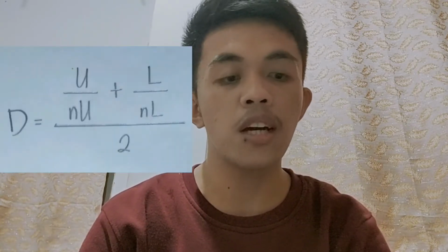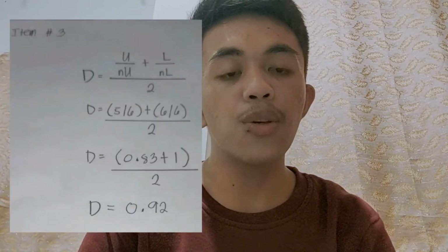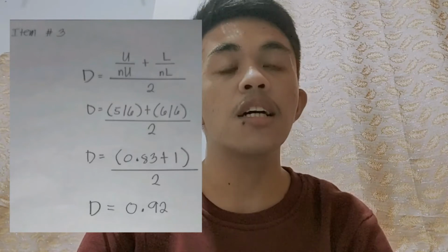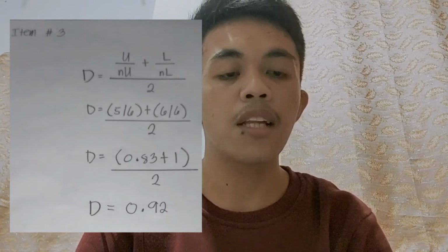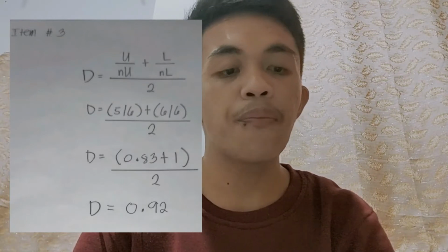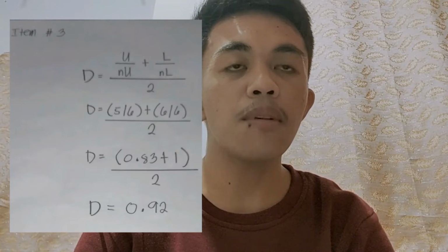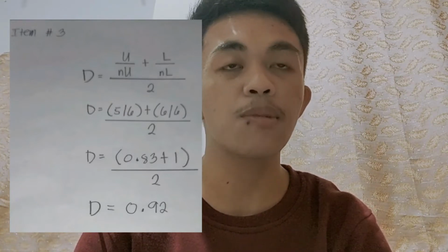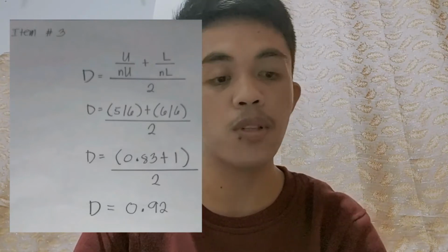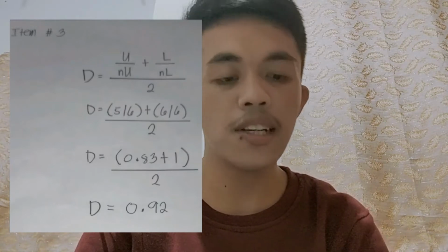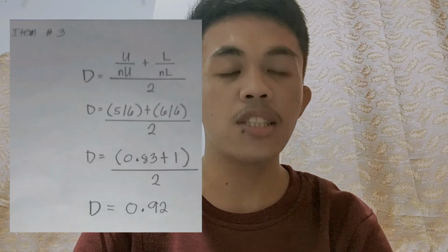For example, item number 3. So first, you write the formula. Then, your U is 5 because in item number 3, only 5 students got it correct. Then your NU is 6 because that is the total number of students in the upper group. Plus, your L in item number 3 is perfect, so all the students in the lower group got it correct, so 6 is the value. And the same for NL, it is also 6 because that is the total number of students in the lower group. Then over 2. Next, 5 divided by 6 is 0.83.